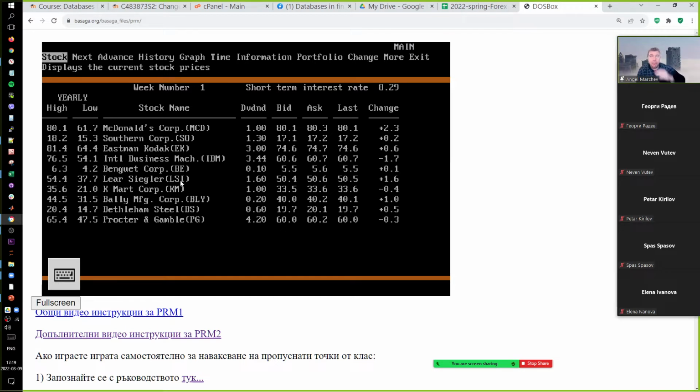Okay, so this is this column. Another two columns are the yearly ones for the previous 52 weeks. So 1 week is one turn in this game. So for the previous 52 turns, what is the highest and the lowest price level for this company, for this share? So it is between, for example, for McDonald's, 80 and something and 61 and something.